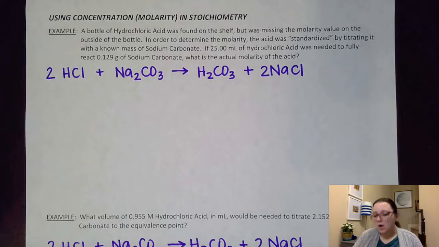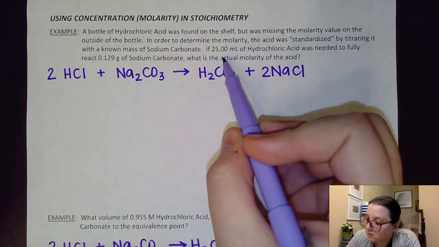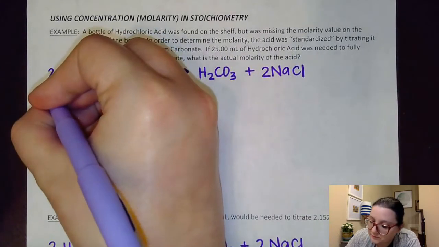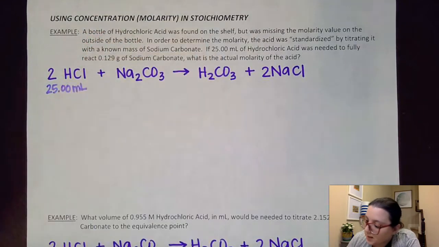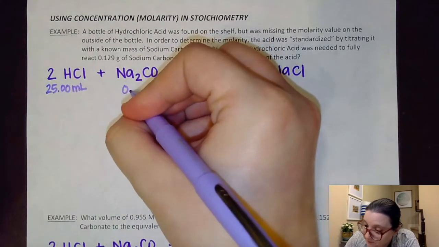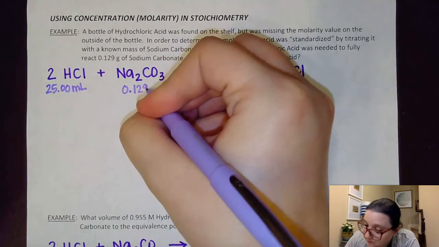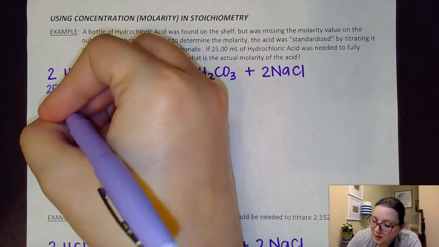However, what I'm going to do is start to map out the information that they give me. They tell me I have 25 milliliters of hydrochloric acid, and they say I have 0.129 grams of sodium carbonate. And they want to know what is the molarity of the acid here.